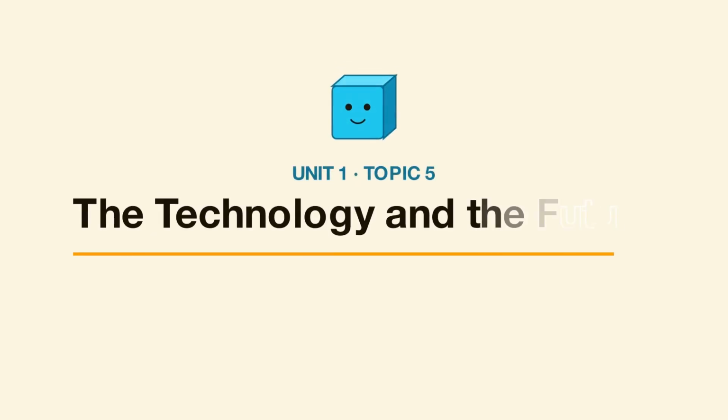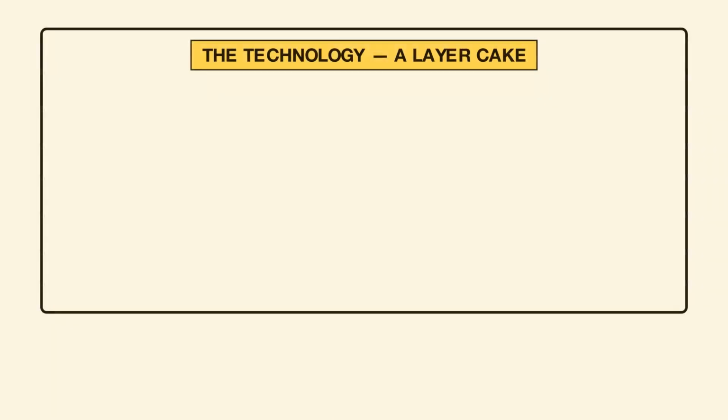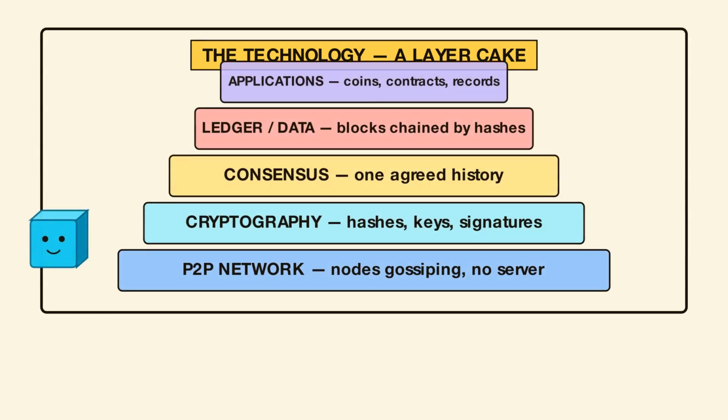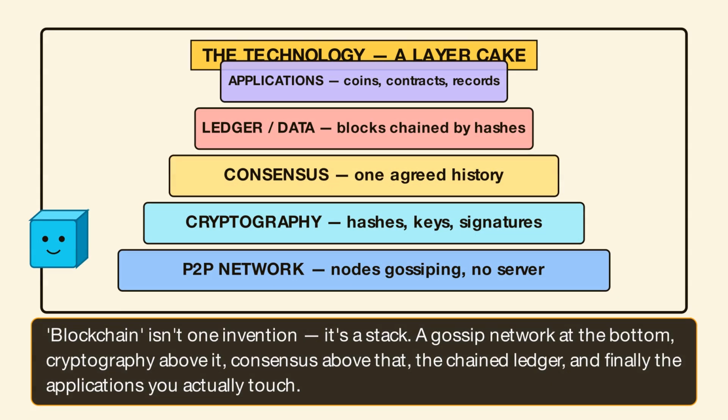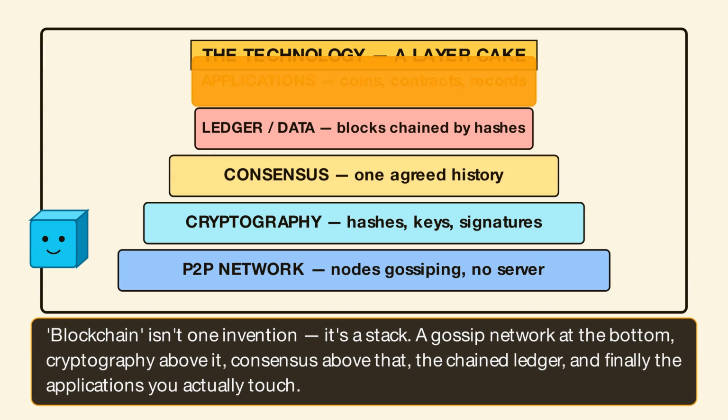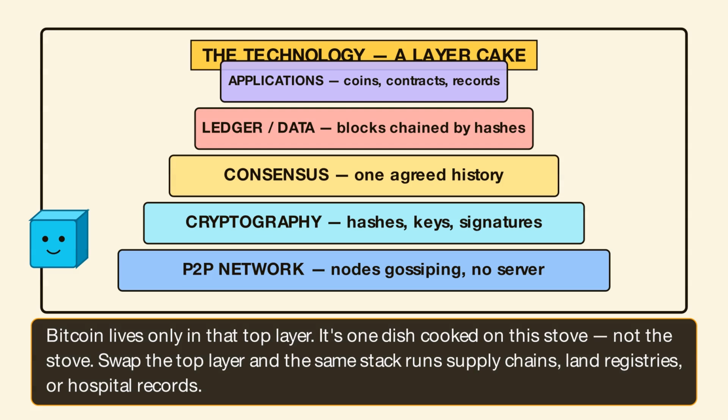Unit 1, Topic 5. The technology and the future. Blockchain isn't one invention, it's a stack, a gossip network at the bottom, cryptography above it, consensus above that, the chained ledger, and finally the applications you actually touch. Bitcoin lives only in that top layer. It's one dish cooked on this stove, not the stove. Swap the top layer and the same stack runs supply chains, land registries, or hospital records.